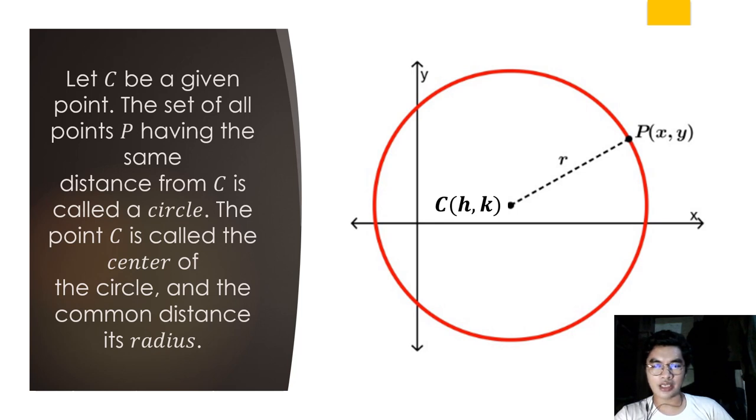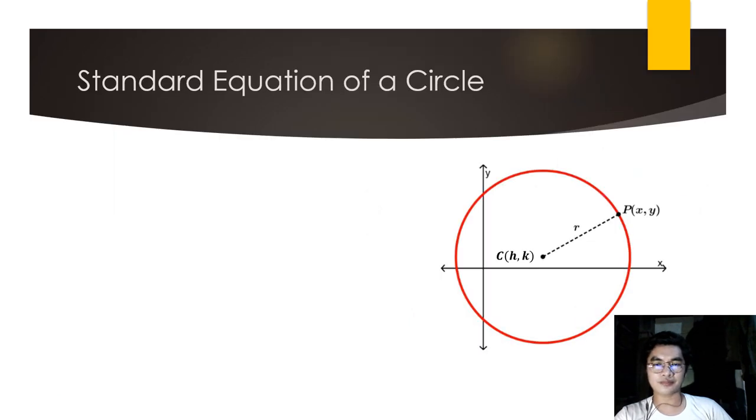C, H, K represent the center. And then point P is any point on the circle, which represents (x, y). The distance from the center to P, or any point on the circle, is what we call the radius. Radius has the same distance. Okay, so let us now talk about the standard equation of the circle using this figure.